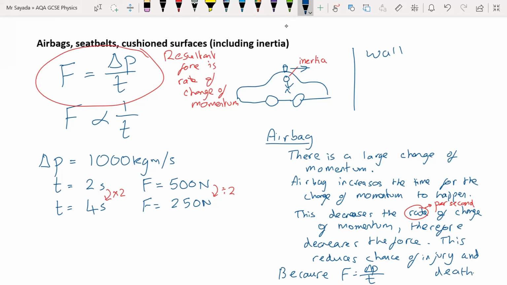So just pause the video and read the explanation again. Press play once you've done that. So you should have now read this explanation again. This explanation is the answer to every question about cushioned surfaces.